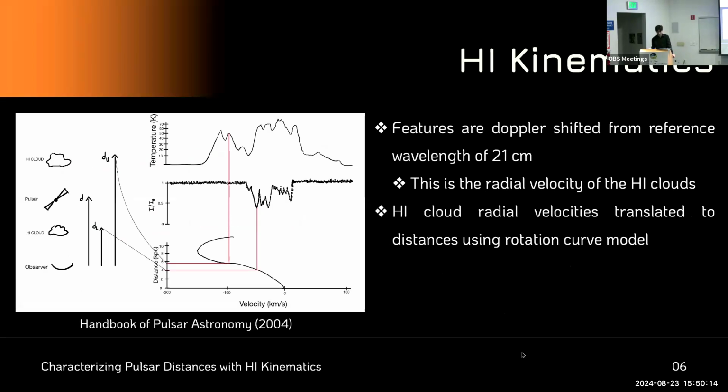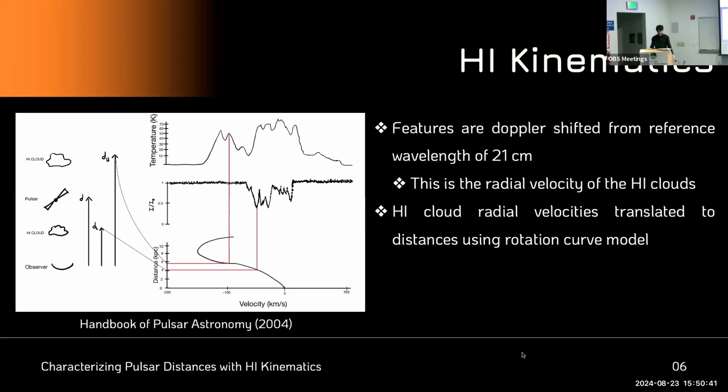So once we establish these features with the H1 clouds, we can basically Doppler shift them to the reference wavelength of 21 centimeters to extract the radial velocity measurement of those H1 clouds. And once we get those radial velocity measurements, we can translate them to distance measurements using a rotation curve along that line of sight for that pulsar.